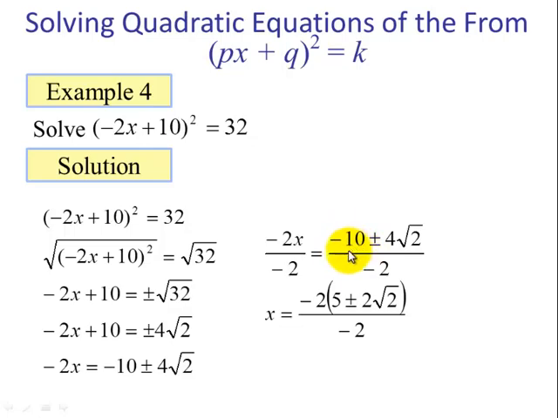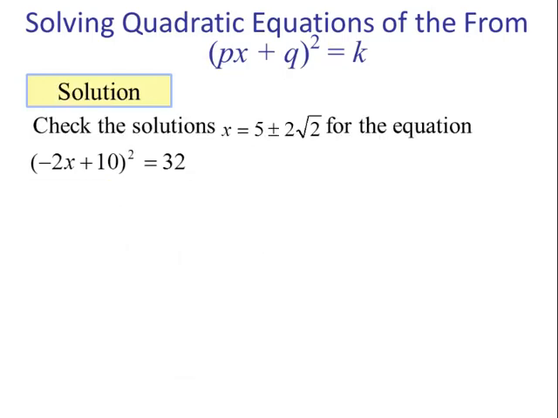That will make this a positive 5, and since this is plus or minus, it's not going to affect it. So 2 times 2 is 4. We factor out a 2, and we have another 2 left. This -2 and this -2 cancel, and we are left with x equals 5 plus or minus 2 radical 2.